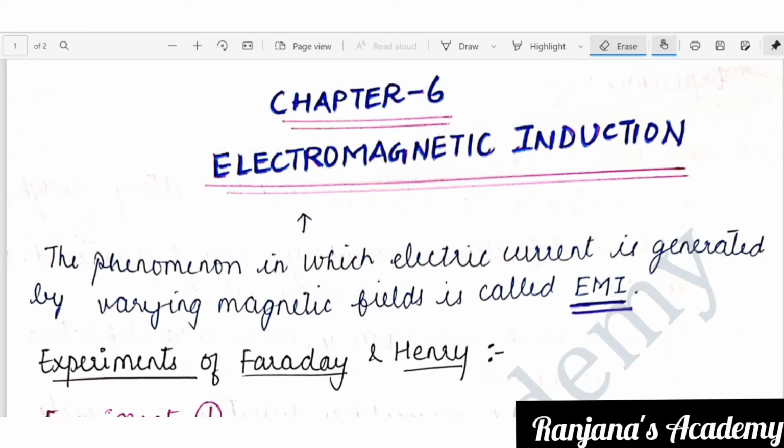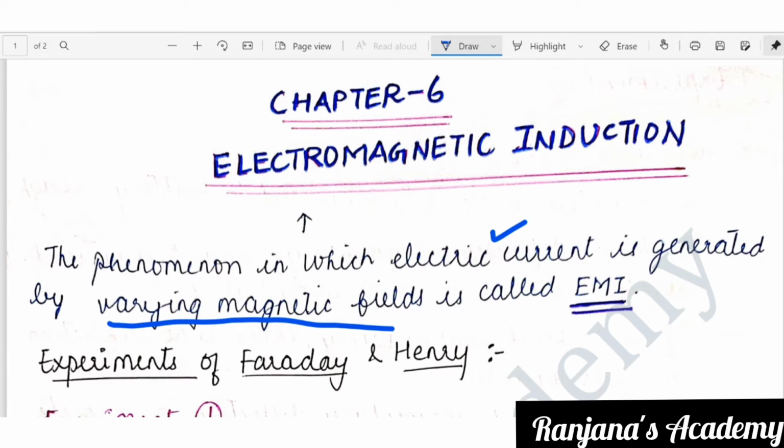Today I'm going to take the topic electromagnetic induction. The first definition we are going to see today is: what is electromagnetic induction? The phenomenon in which electric current is generated by varying magnetic fields is called EMI. The product you're going to get is electric current. How do we obtain that? By varying the magnetic field, which means you change the value of the magnetic field in order to induce current, and this is called electromagnetic induction.